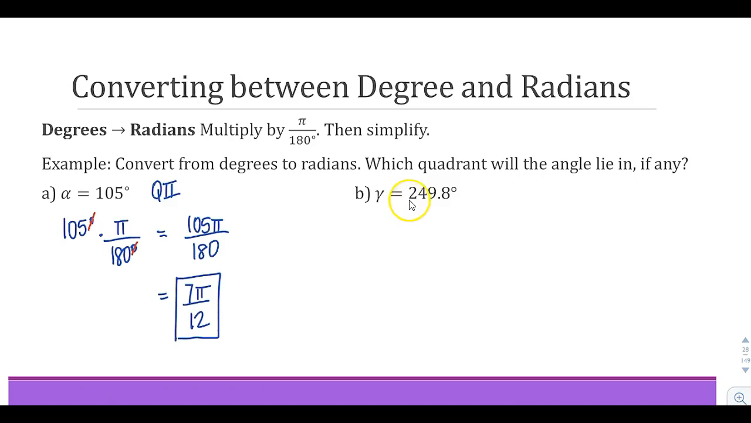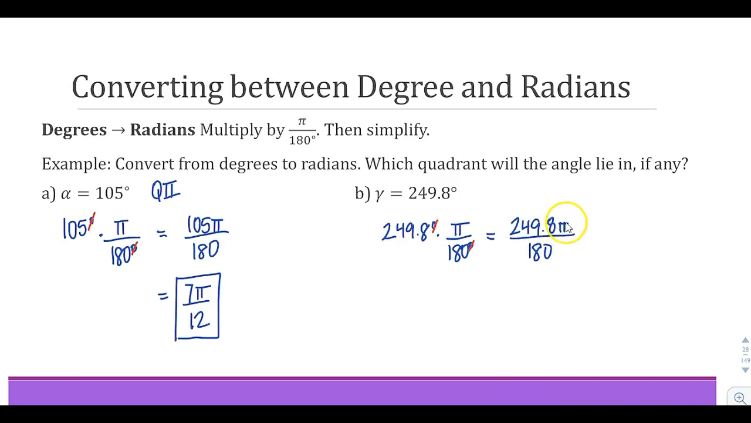And then here I have the angle 249.8 degrees. So we want to turn that into radians. So 249.8 degrees times pi/180 degrees. Again, my units of degrees will cancel. So that means I will have radians. So I have 249.8 pi/180. Which is kind of an ugly looking answer, so I'm actually going to approximate this answer.